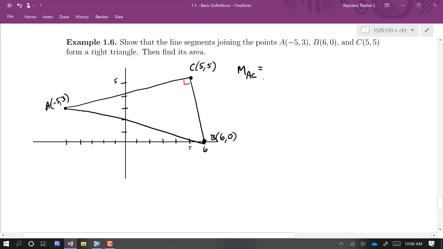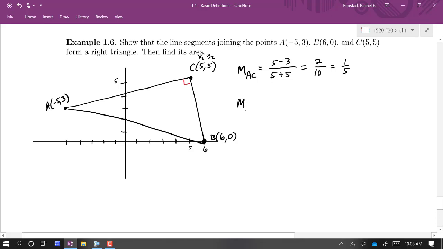So the slope of AC, I'll treat point C like it's my x2, y2 point, and point A is x1, y1. So rise over run, that'll be 5 minus 3 on top, divided by 5 minus negative 5, so that's 5 plus 5. That's 2 over 10, or 1/5. So that's the slope of AC.